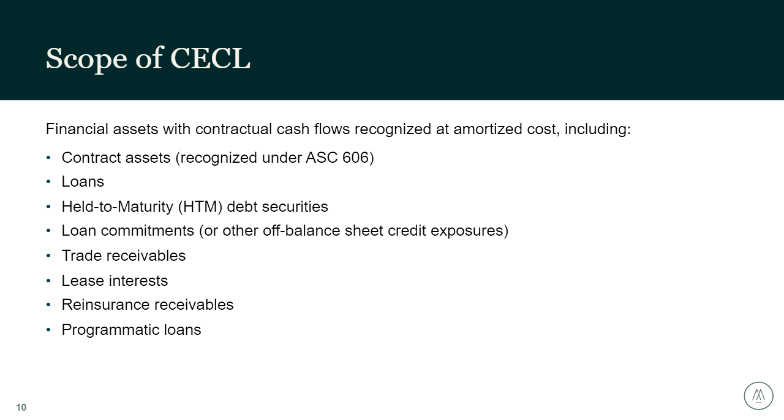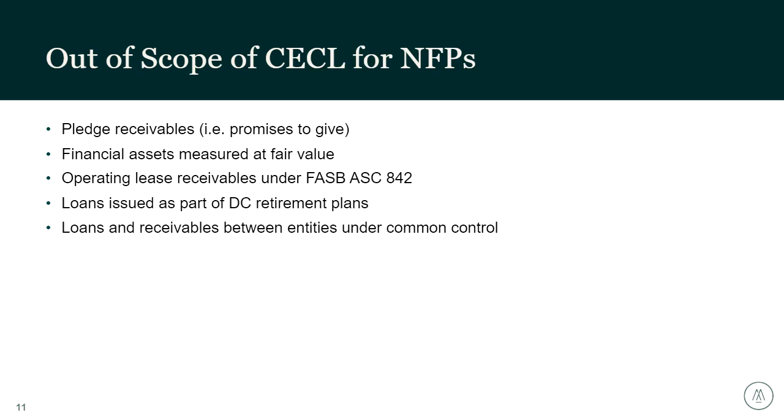Well, that is because for nonprofits, there are specific items that are excluded from the scope of this standard. This will be pledges receivables, like those promises to give, as they're governed by a different standard. All financial assets measured at fair value, like those investments that you typically see classified as level 1, 2, or 3 on the financial statements. Those operating lease receivables, also known as the right of use assets, and any loans issued as part of the defined contribution plans. And lastly, any loans receivables between entities under common control.